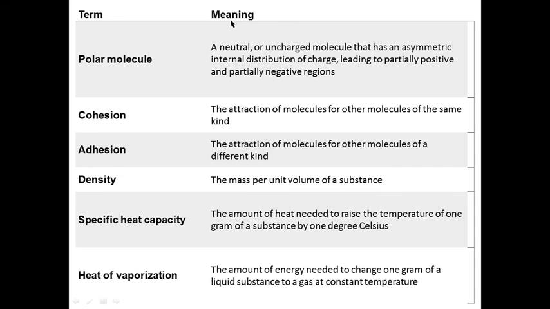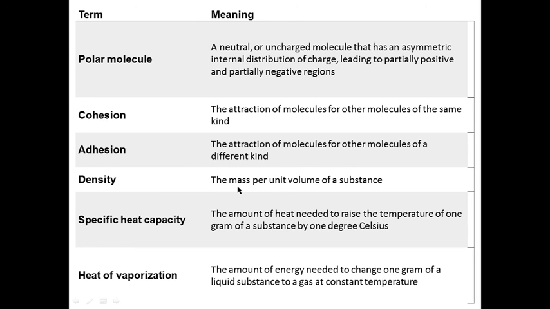Terms and meaning of these specific terms. Polar molecule means a neutral or uncharged molecule that has an asymmetric internal distribution of charge leading to partially positive and partially negative regions. Cohesion means the attraction of molecules for other molecules of the same kind. Adhesion means the attraction of molecules for other molecules of different kinds.